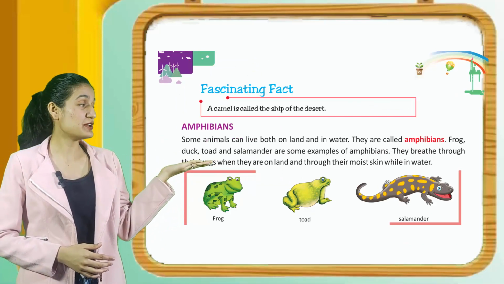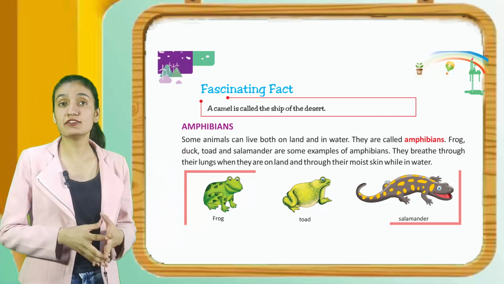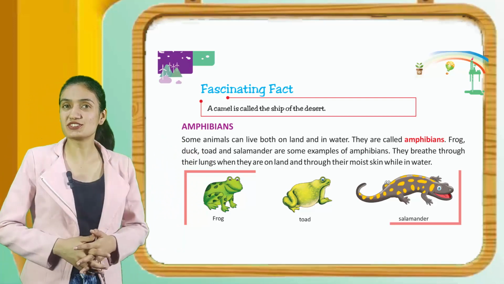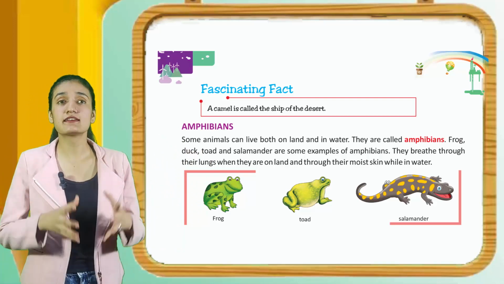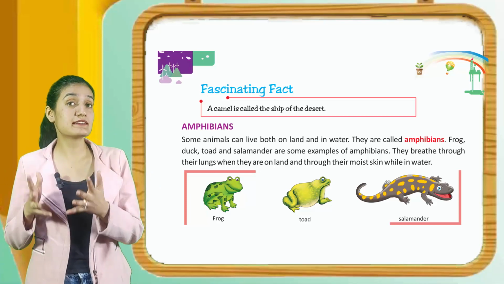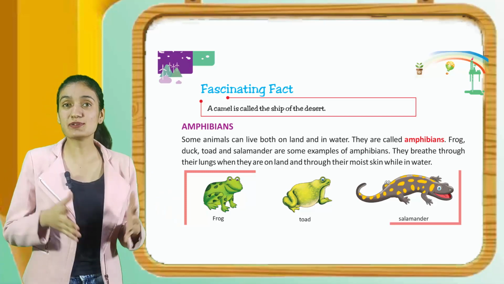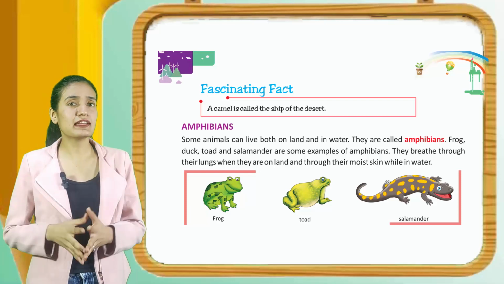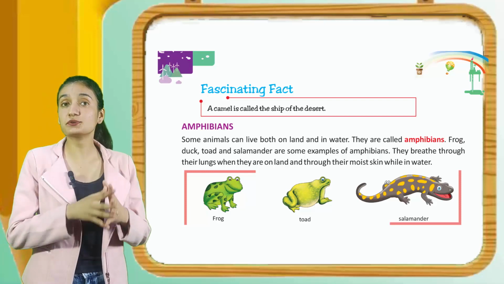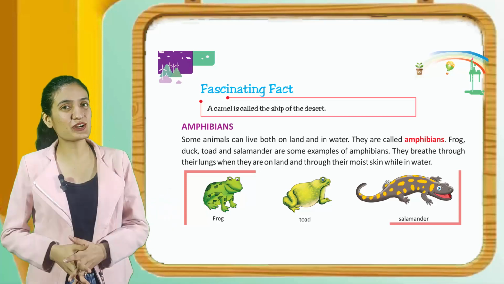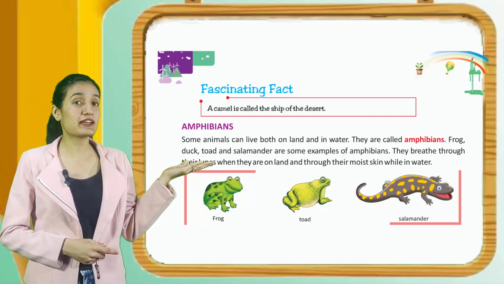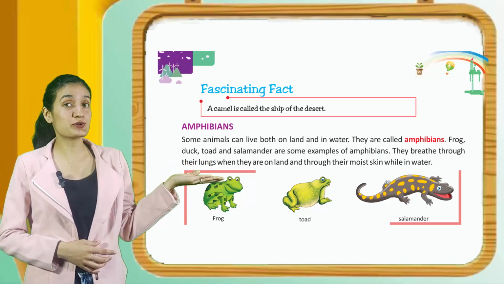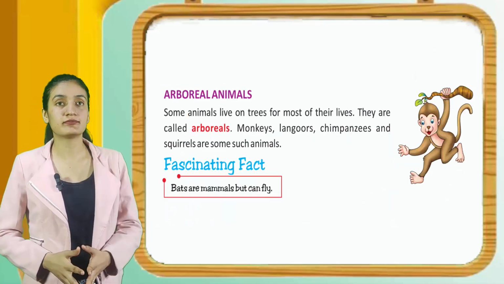Now amphibians. Some animals can live both on land and in water. They are called amphibians. Frog, toad and salamander are some examples of amphibians. They breathe through their lungs when they are on land and through their moist skin while in water. Here, look at these animals: frog, toad and salamander.